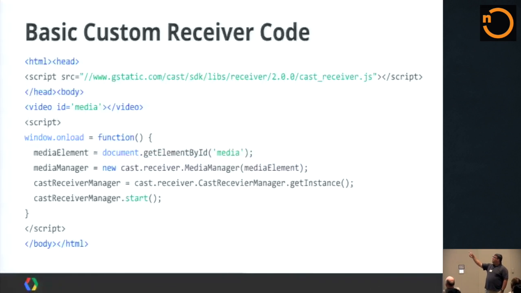And then when the window loads, or when the browser's ready and up and running, you go ahead and look up that video tag, your media element. And then from there, you'll create a media manager. And so this is within Chromecast. It's the manager that deals with all the media events, and you tell it where your video tag is. And then you'll get an instance of the receiver manager and call start. And that's all you have to do.